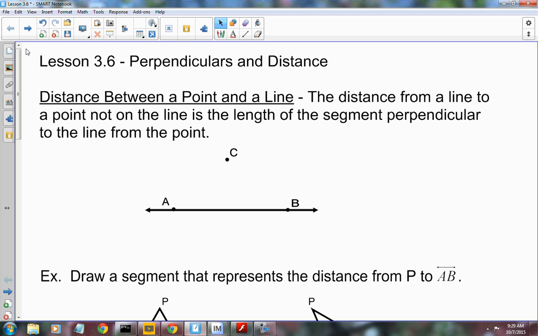We want to talk about the distance between a point and a line. From this point here, I could draw several line segments, couldn't I? But there's only one line segment that actually represents the distance from the point to the line, and that is the perpendicular distance. That is the only one that represents the true distance between the point and the line.